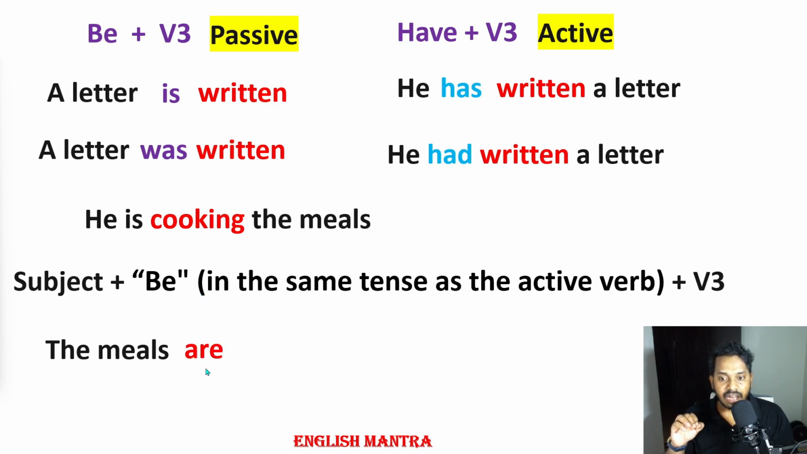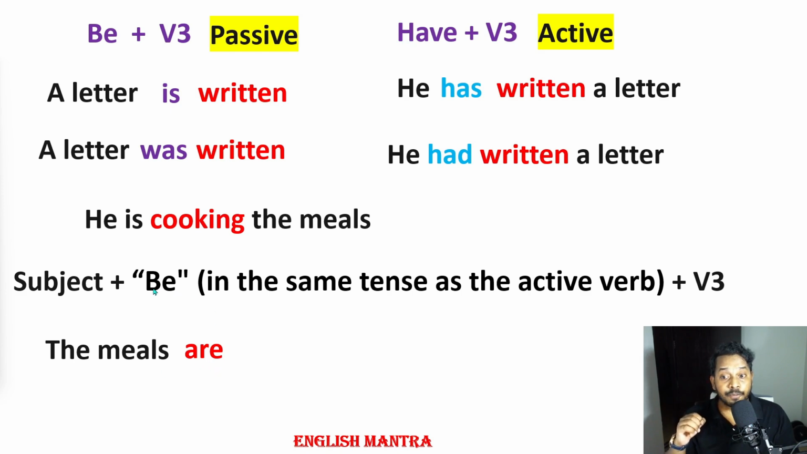See, it should be like this. The meals are. We must use "are", because this tense should be the same as the active verb. Here, what is the tense? "Is cooking", which is present, right? Here also you must use the present be form. Since the meals is a plural noun, use "are". Since this is a present be form, "are". Otherwise, if it is singular, you can use "is".